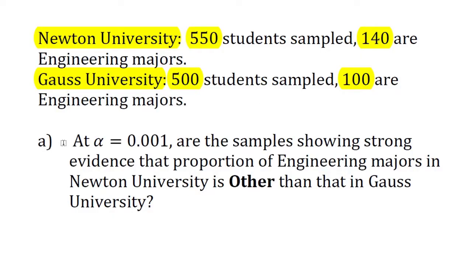And so now getting into the actual part A of our current example here, let's look at the wording as follows. At given significance level alpha equals 0.001, are the samples showing strong evidence that the proportion of engineering majors in Newton University is other than that in Gauss University? So here in this particular problem, the wording is making it quite obvious. We want to compare the proportion of engineering majors in Newton University, and we want to prove the fact that this proportion from that proportion of engineering majors from Newton University is other than that in Gauss University.